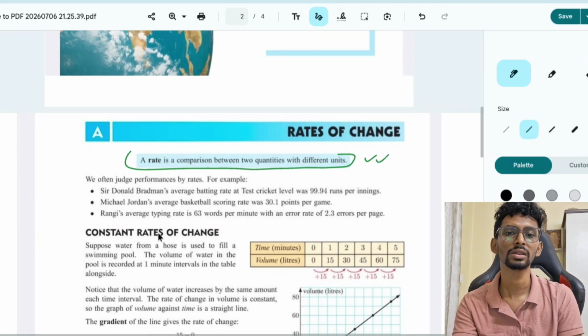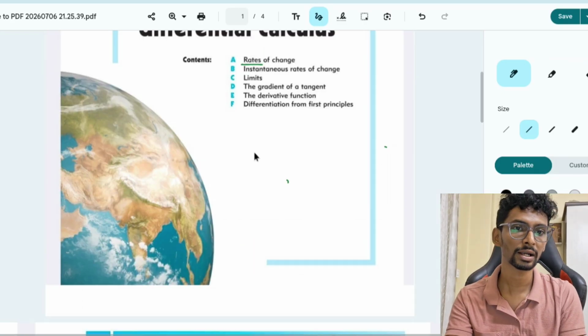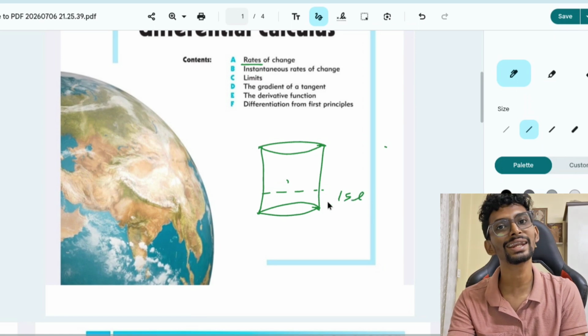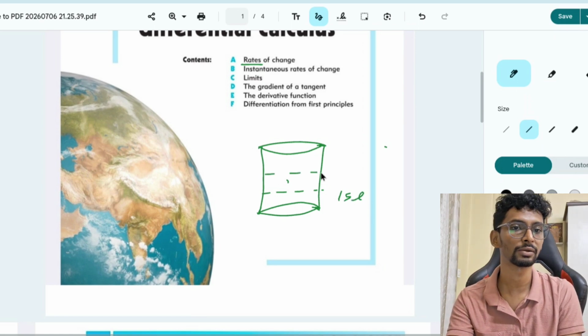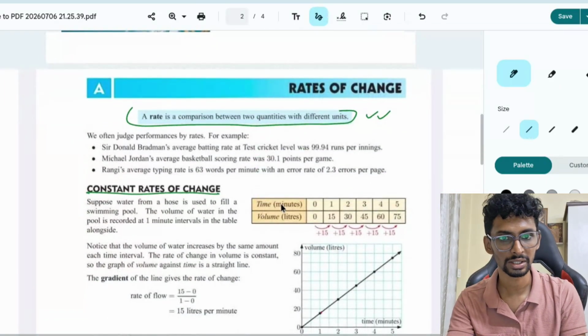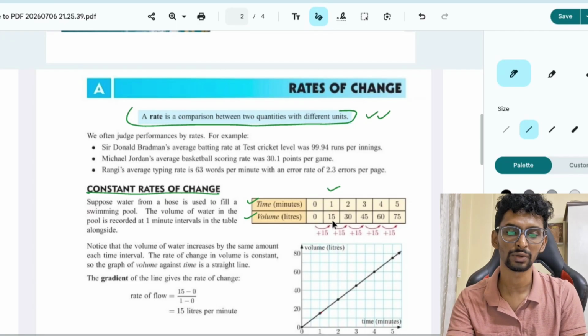Now the rate of change can be constant. How? If I take a container and start adding water to it, suppose in the first 1 hour I add 15 liters, and in the next 1 hour also I add 15 liters. Let me show you the table. You can see time and volume, volume in liters. Initially it was 0. After 1 hour the volume becomes 15 liters.